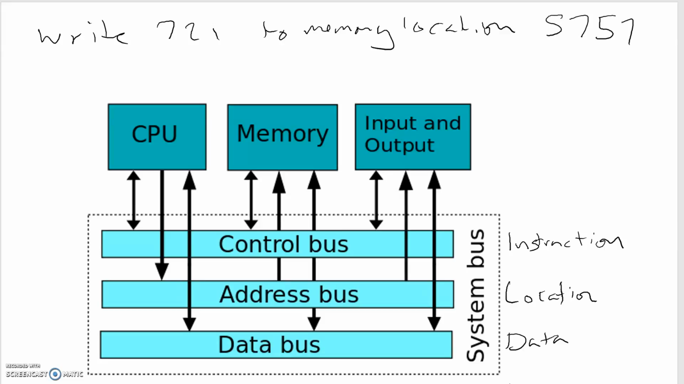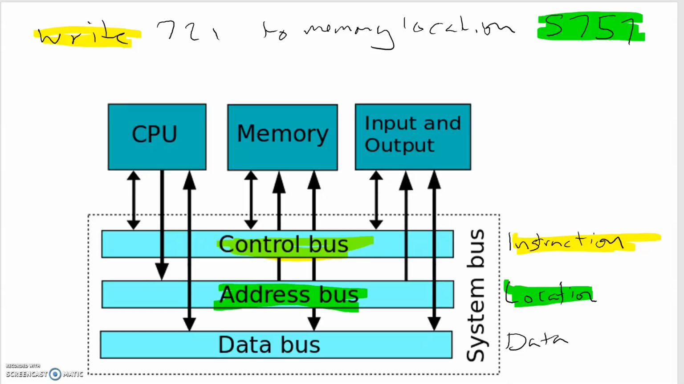5757, what we've got here is an instruction which is going on the control bus. We have got a location which is going on the address bus. Sorry, those colours are rather close. And we have got some data which goes on the data bus, just like that. Now you'll notice that there is an address bus that includes both memory and input and output.